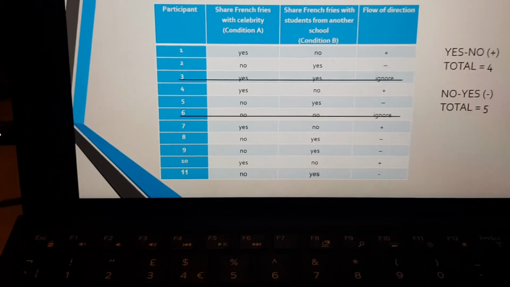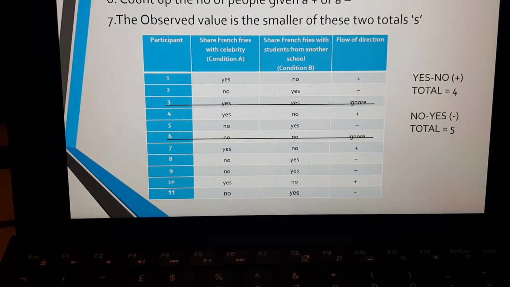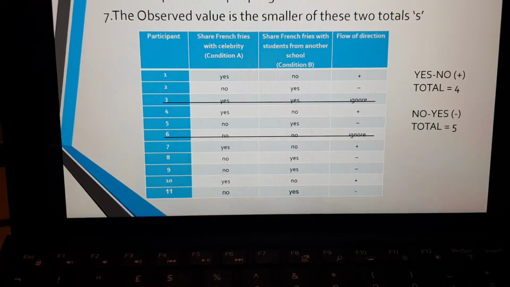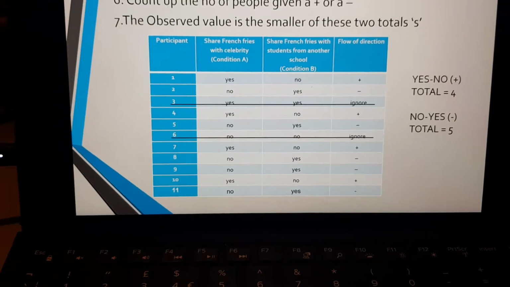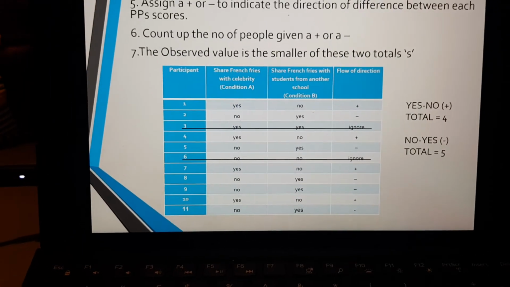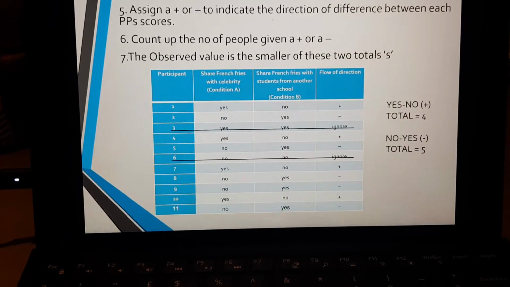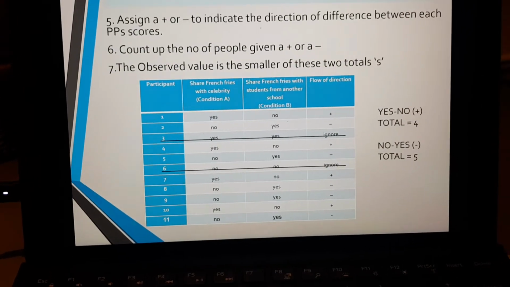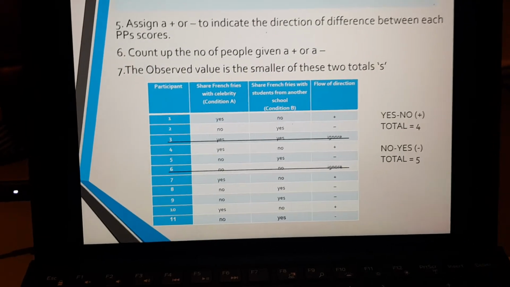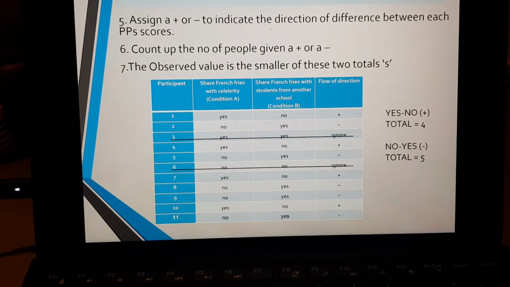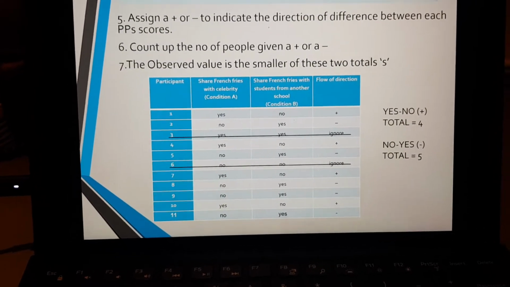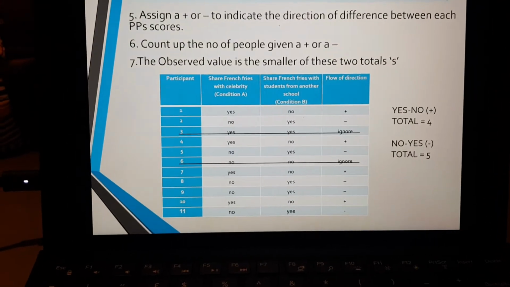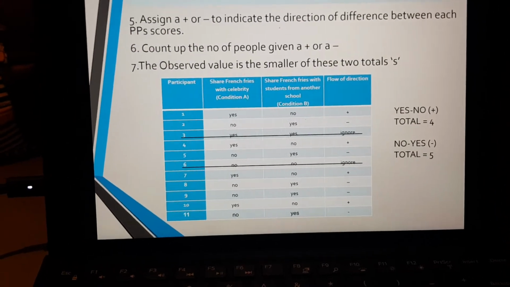Okay, where they've said the other way, where they've said yes, I would share with a student from another school, but not with a celebrity, we've given them a minus. Okay, so their direction of flow is a minus. So this is the easy bit. You've assigned all your values, your pluses and your minuses, and all you do to calculate the observed value is just add them up.